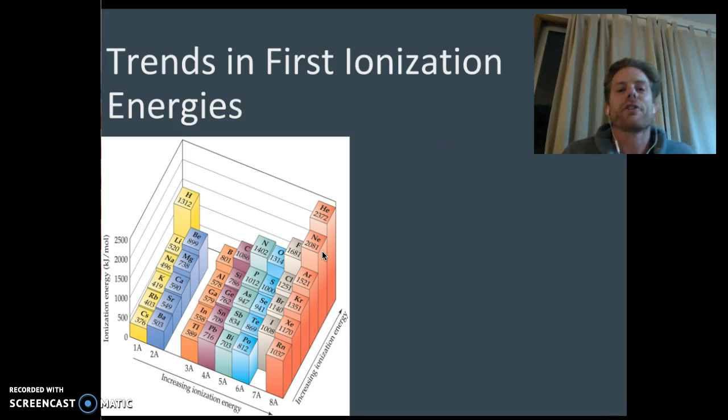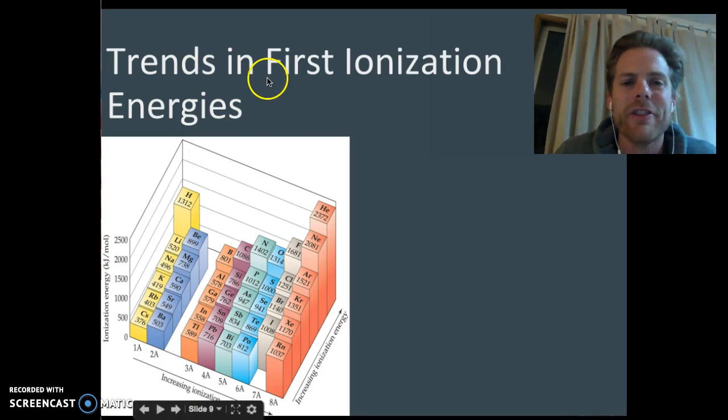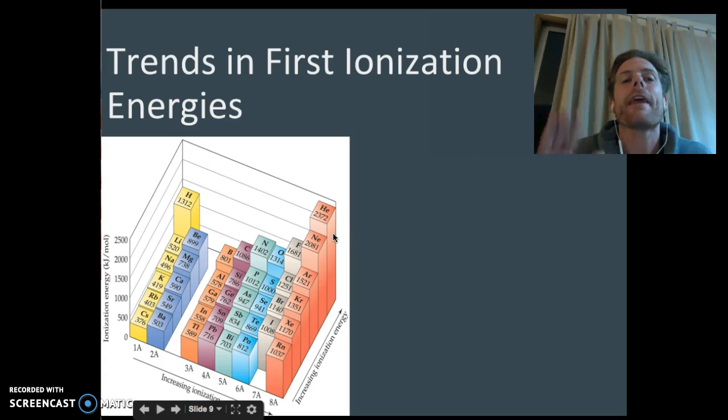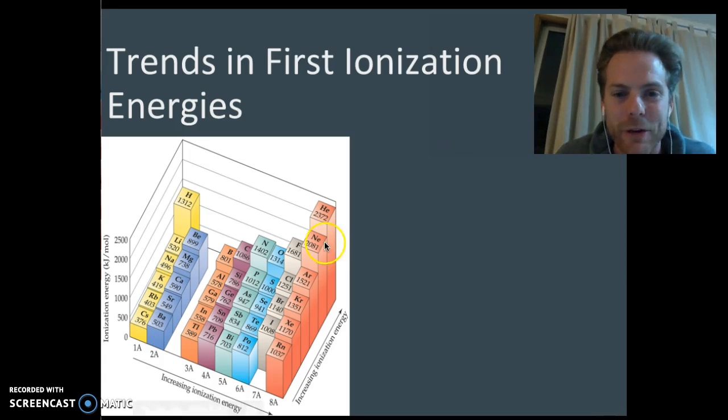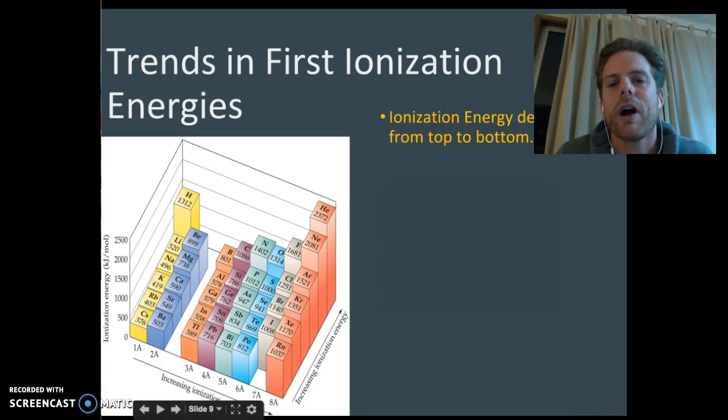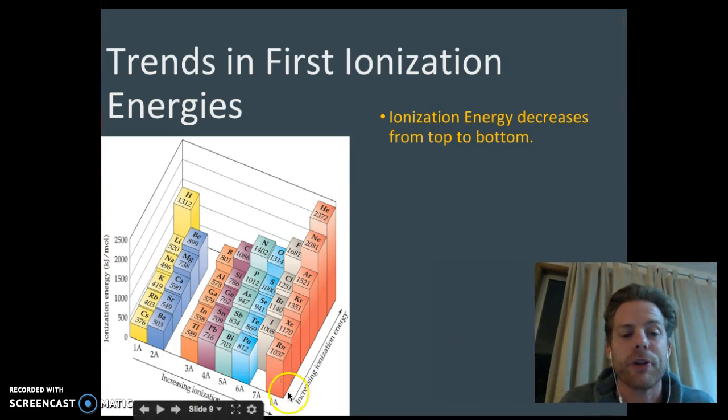All right, so trends in first ionization level. As you can see, not too bad removing these, but the more you move down the periodic table, the harder it's going to get. Remember, these guys right here, full octet rule. They are happy. They have all 8 of their valence electrons. You think they want to give one up? Heck no. Same with these. They're so close. So, ionization energy decreases from top to bottom.